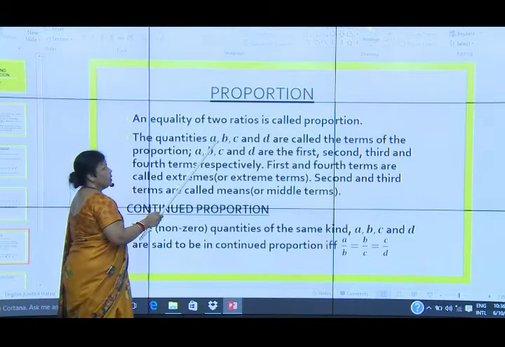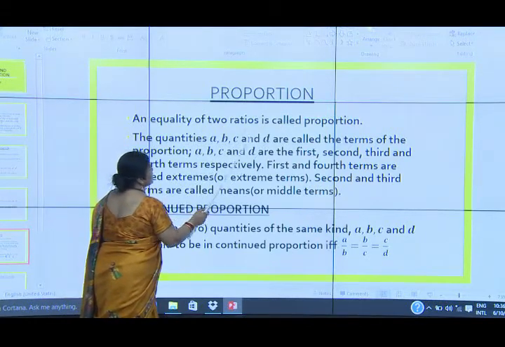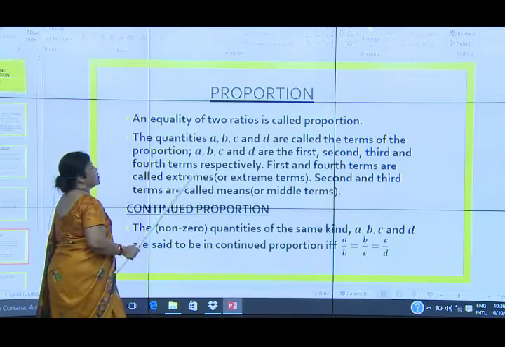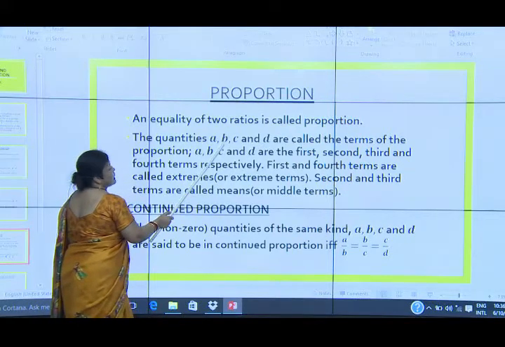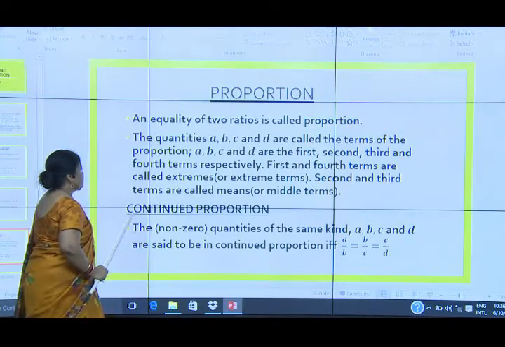So A is the first term, B is the second term, C is the third term and D is the fourth term. First and fourth terms are called extremes, children. First and fourth terms are called extremes, and the second and the third terms are called means or middle terms.